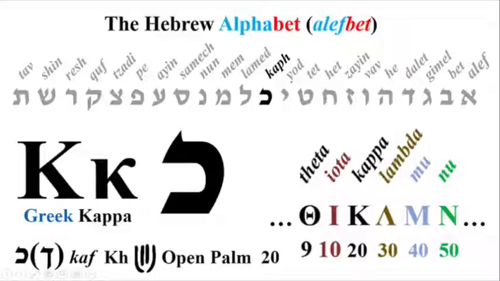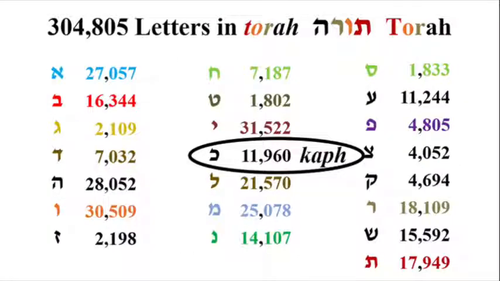Kaph makes the K, the hard C sound, the K sound. It's the Greek kappa, all right? And it's not a widely used letter. There's 11,960 of them in the Torah. A few words that will have Kaph in it, and it's interesting. Remember, I told you the shape of the letters have some meaning, and they help contribute to the meaning of the words in Hebrew. Very clever language.